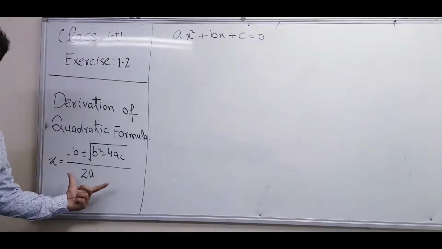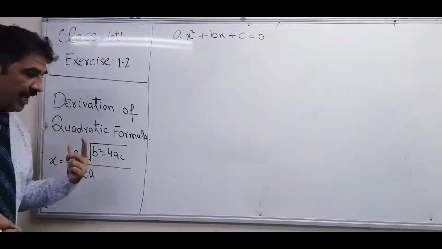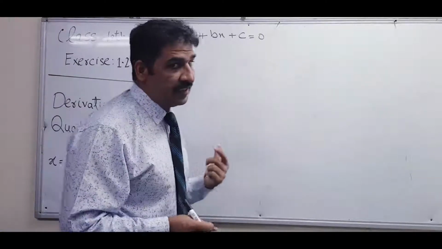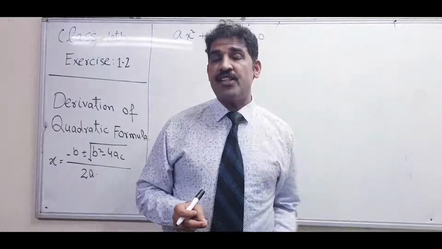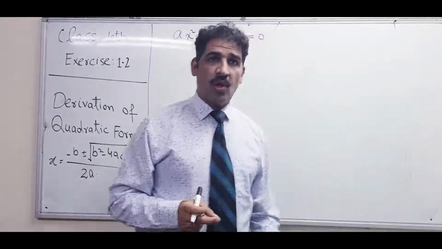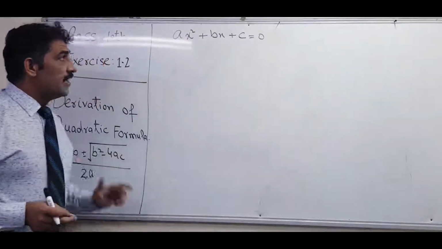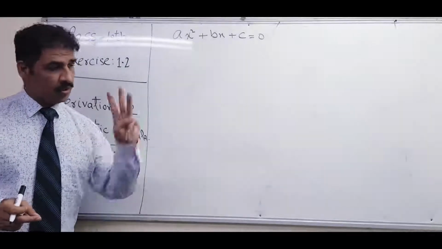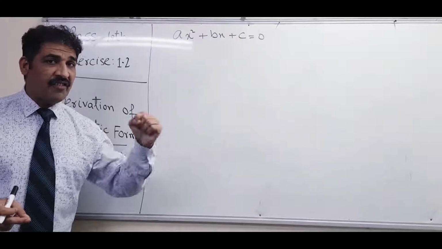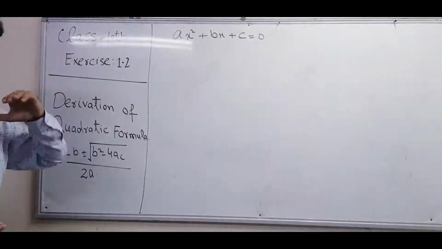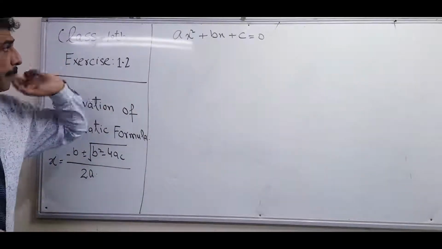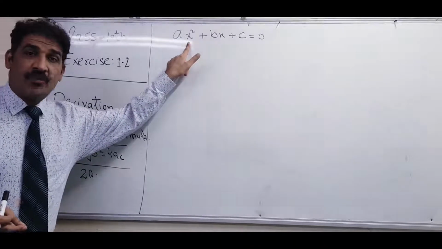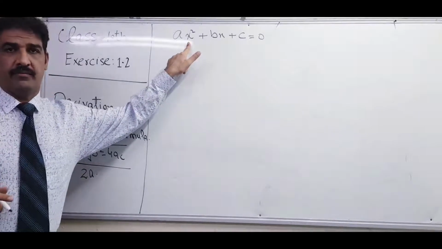To prove this result, we have to use the method of completing the square, which we solved in exercise 1.1. By using completing the square, there are a total of 3 steps. What is the first step? Yes, good. Making the coefficient of x square equal to 1.